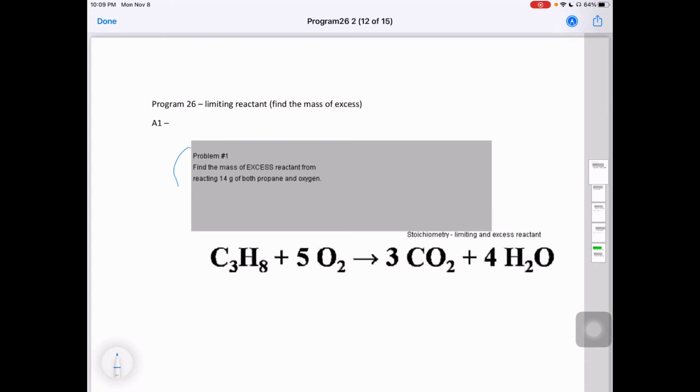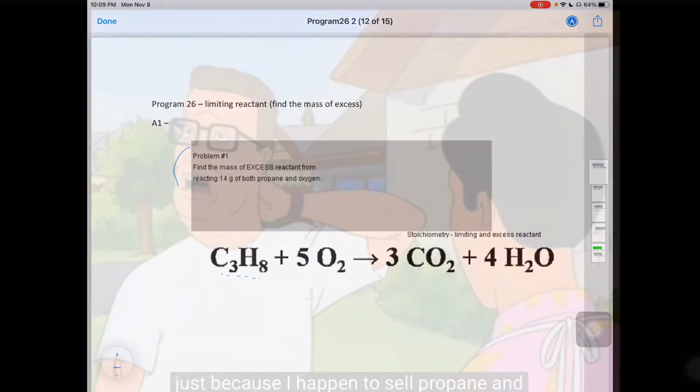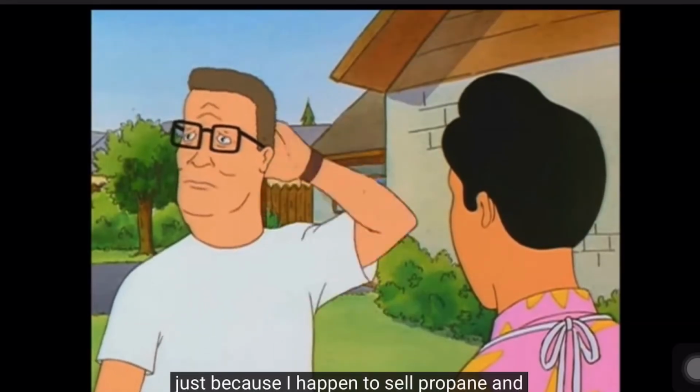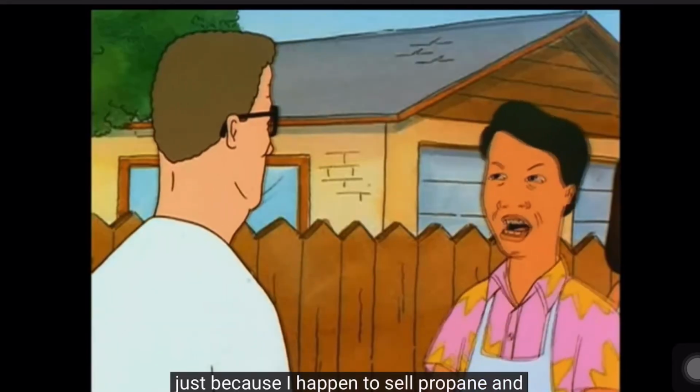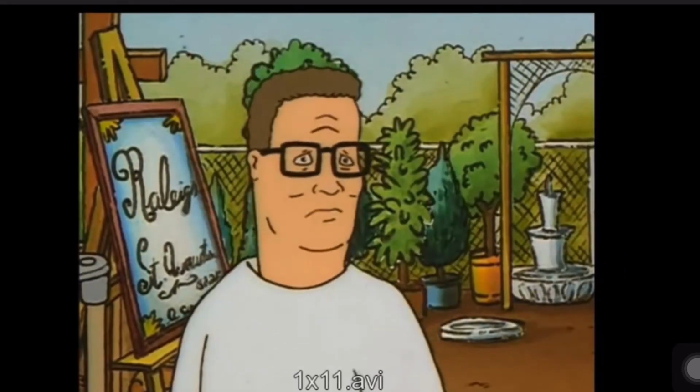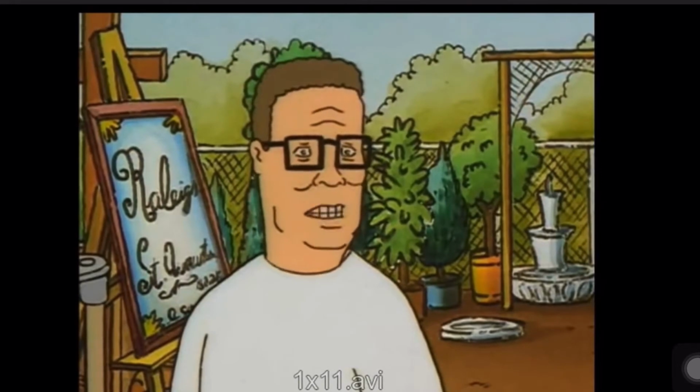And of course, because I'm talking about C3H8, I'm going to make sure I do my impersonation of Hank Hill, and Hank Hill sells propane and propane accessories. If you don't know King of the Hill, you need to watch a few episodes and talk to Boomhauer, because I can't talk like Boomhauer. I happen to sell propane and propane accessories. The salesman of propane and propane accessories.